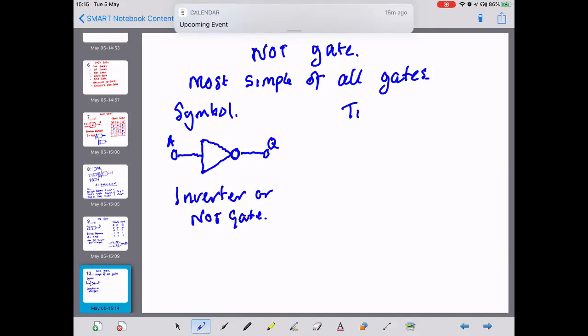So the truth table for a NOT gate is when I is equal to 0, Q is equal to 1. When I is equal to 1, Q is equal to 0. So it simply inverts whatever signal is being input to it. And these come in four or 6 NOT gates on a chip.